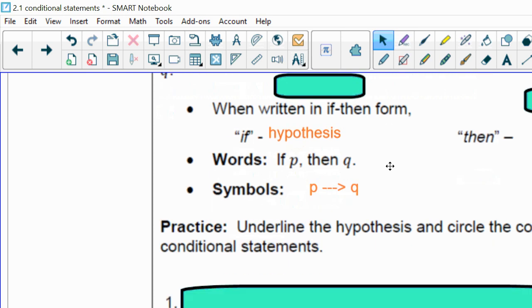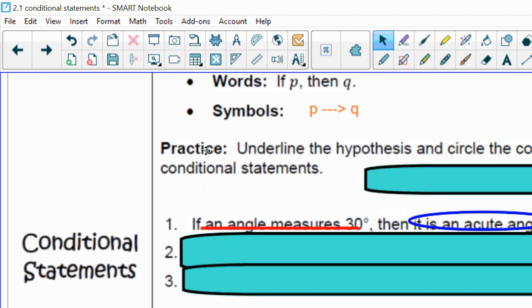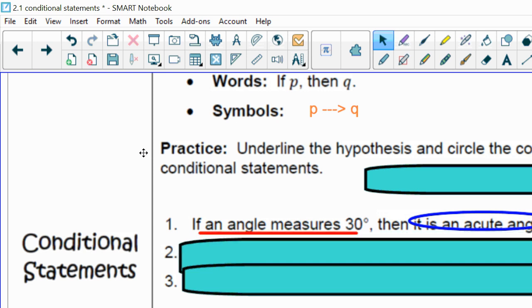All right. You're going to have to do a lot of writing today. So if I go too fast, that's what the pause button's for. So make sure you pause, rewind, make sure you get everything you need. So the first thing we're going to do is underline the hypothesis and circle the conclusion in each of the following conditional statements. So in number 1, the conditional statement says if an angle measures 30 degrees, then it is an acute angle. So if an angle measures 30 degrees is your hypothesis, it is an acute angle is your conclusion.